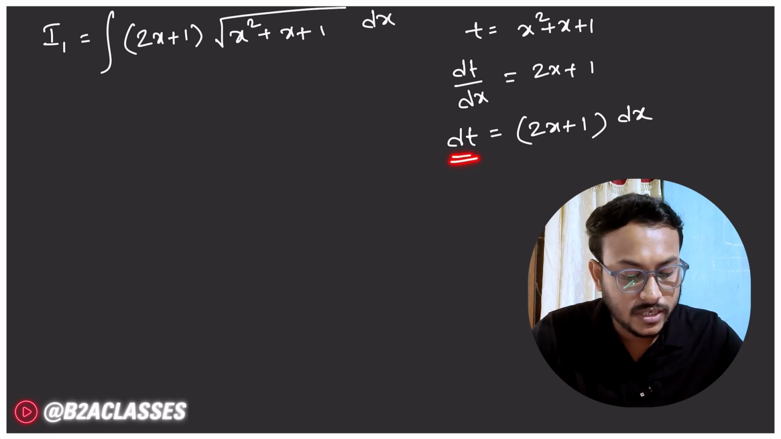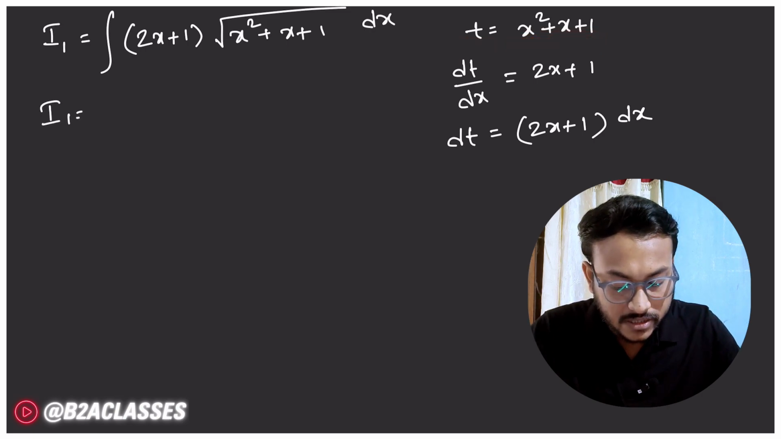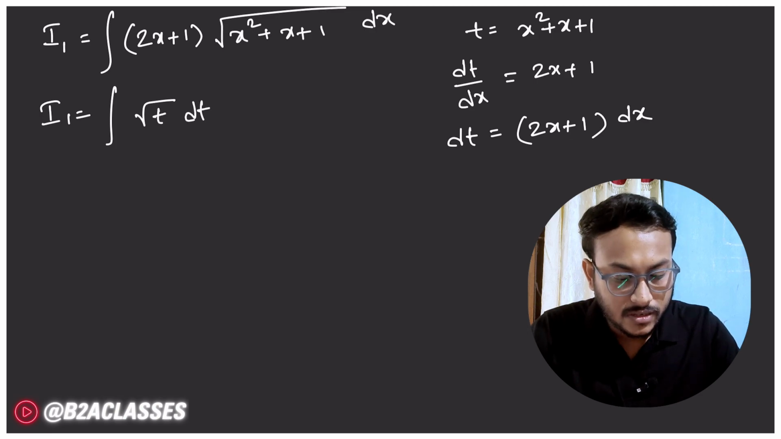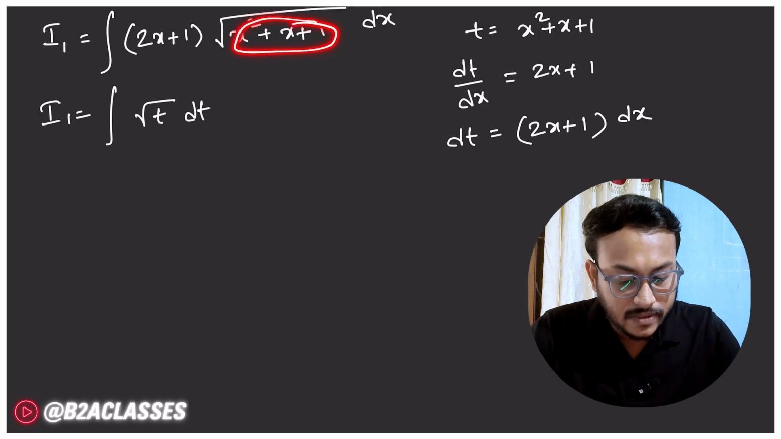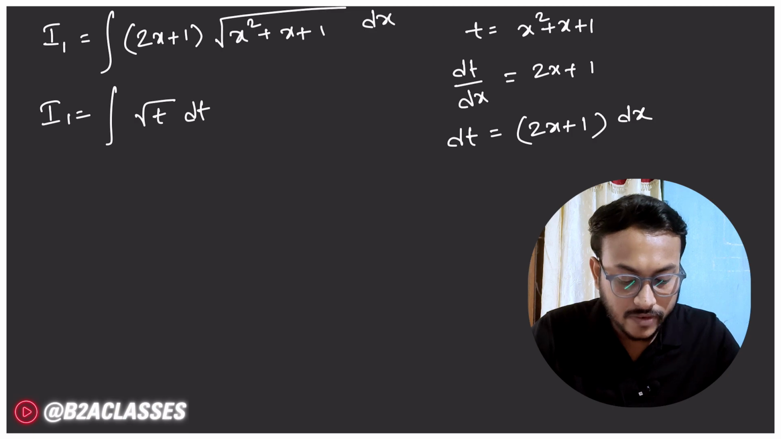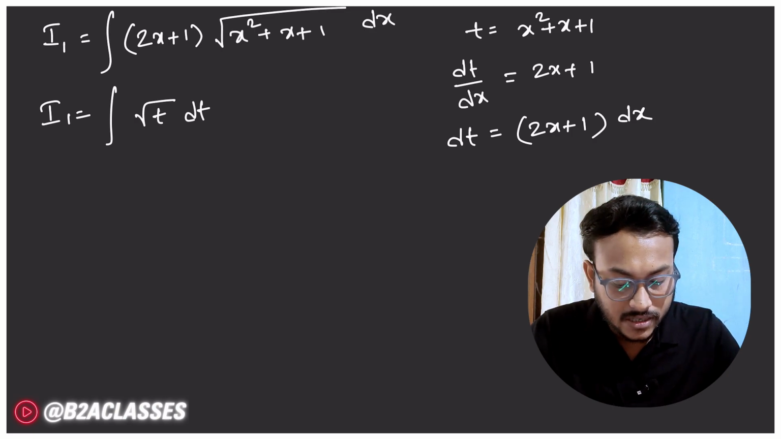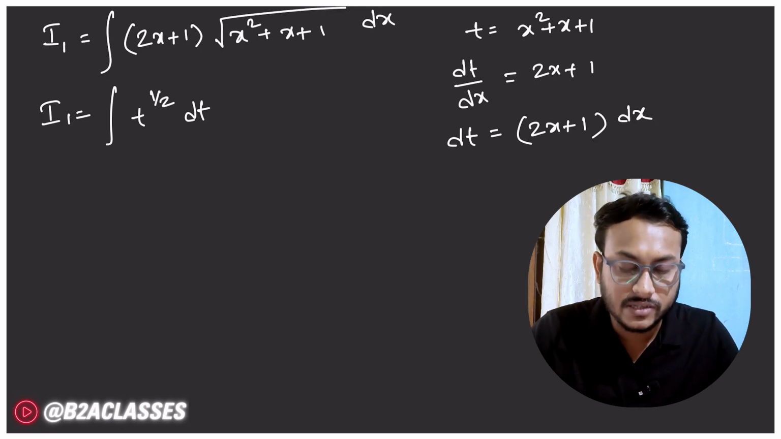Now I will substitute dt in place of this, and I will substitute t in place of x square plus x plus 1. So the I1 integration will become integral of root over t into dt, because in place of this we put t, and in place of (2x plus 1) into dx we put dt. Now we have to solve this equation. I can write this root t as t power 1 by 2. I can write it in this form.